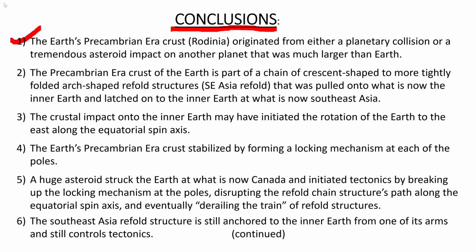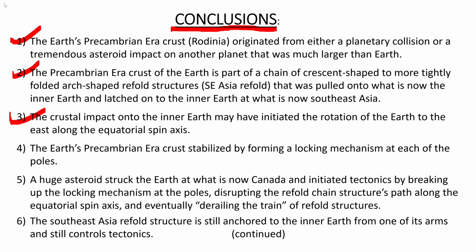Two. The Precambrian era crust of the Earth is part of a chain of crescent-shaped to more tightly folded arch-shaped refold structures, such as Southeast Asia refold, that was pulled onto what is now the inner Earth and latched onto the inner Earth at what is now Southeast Asia. Three. The crustal impact onto the inner Earth may have initiated the rotation of the Earth to the east along the equatorial spin axis.